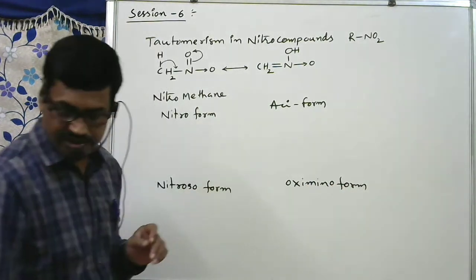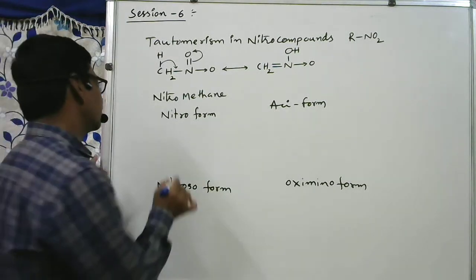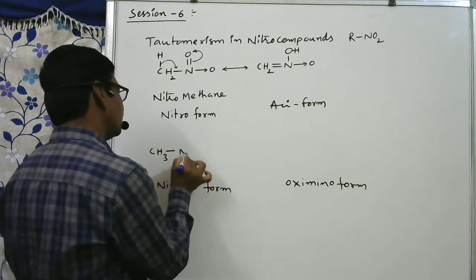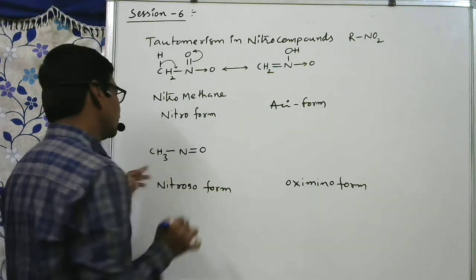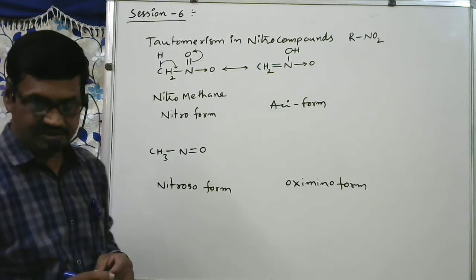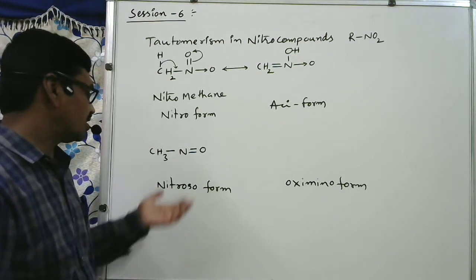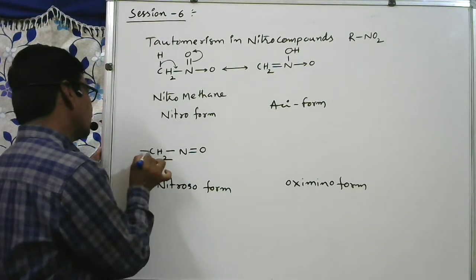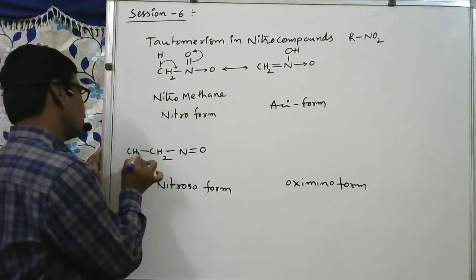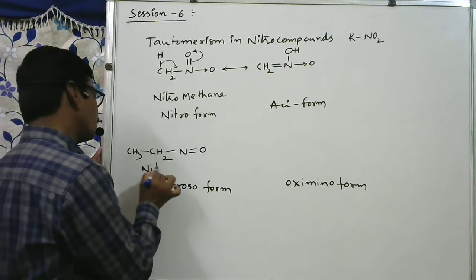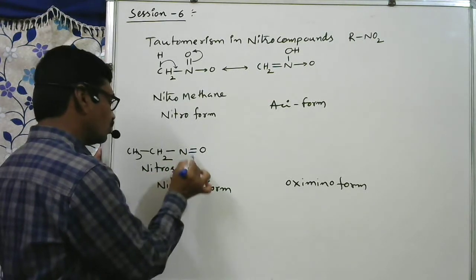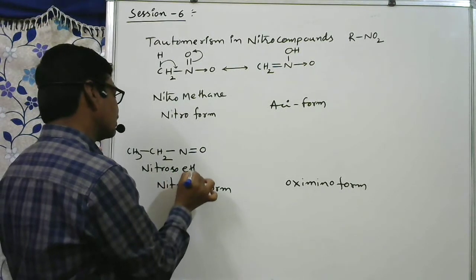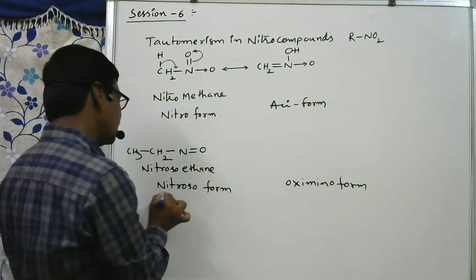Nitroso compound means what? N double bond O. See here, I am taking CH3, here N double bond O. This is nitrosomethane. Otherwise, nitrosoethane also we can write. Here, instead of a methyl group, if you take CH3 CH2 here, what is the name of this compound? It is nitroso. Nitroso means what? NO group. Nitro means NO2 group. So it is nitrosoethane, in the nitroso form.